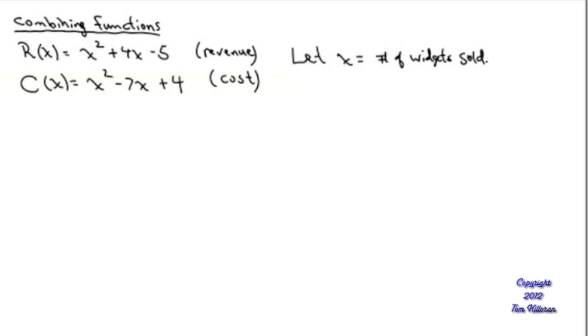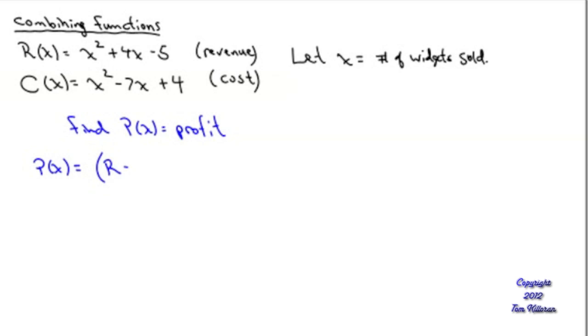All right. So I want to find profit. It's almost a word problem. How do you find profit if you know your revenue and cost? Add them up? No, you don't add them. Subtract them. One is the money coming in, the other is money going out. So you subtract them.